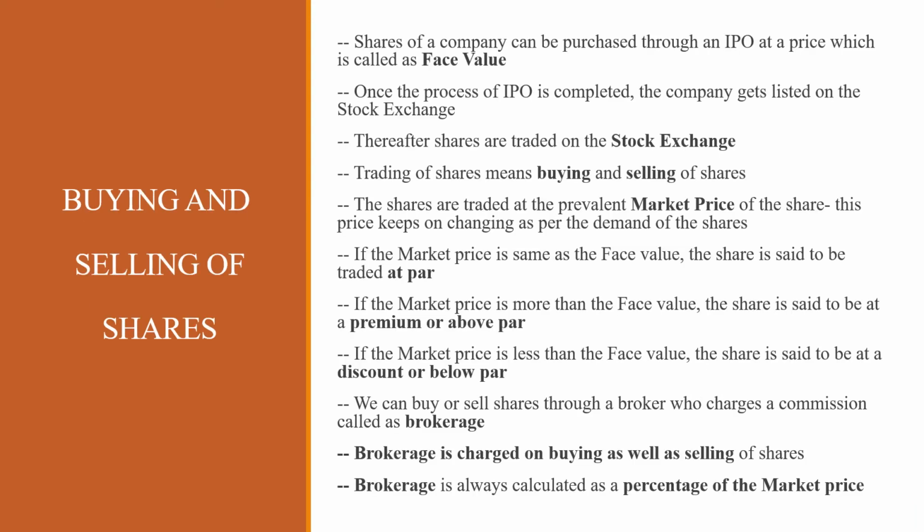To move on further, let us see how shares are purchased and sold. When the company sells its share for the first time, it is through the initial public offer and at the price of face value. Once the IPO process is done, the company gets listed on the stock exchange. After this, if anyone wants to buy or sell shares of the company, it should be done through the stock exchange. The price at which buying and selling is done is the current market price. This price changes as per the demand of the shares.